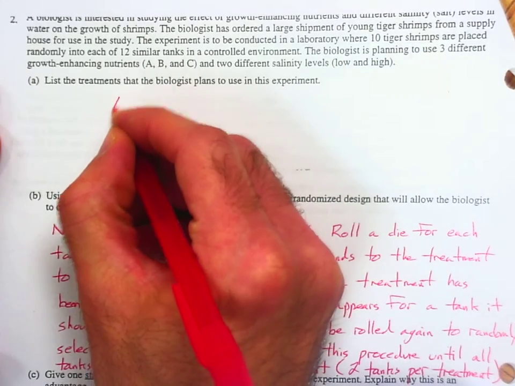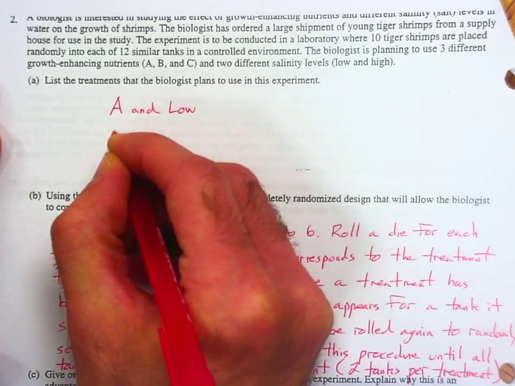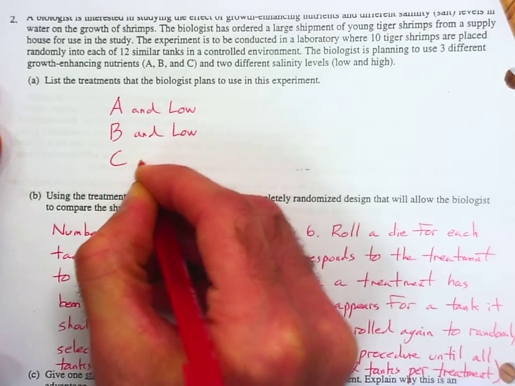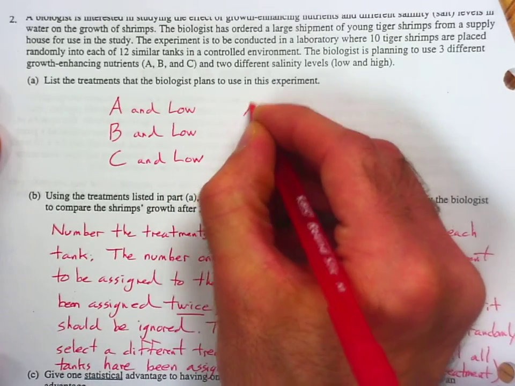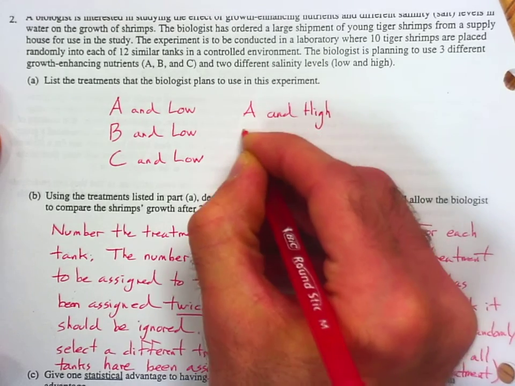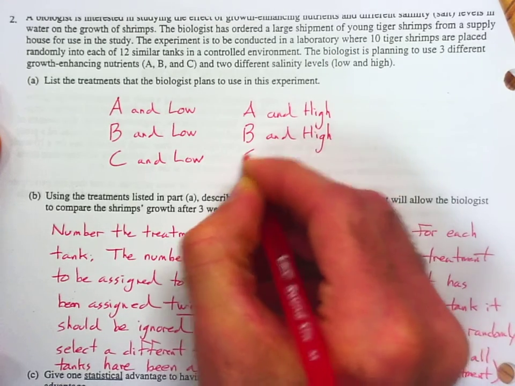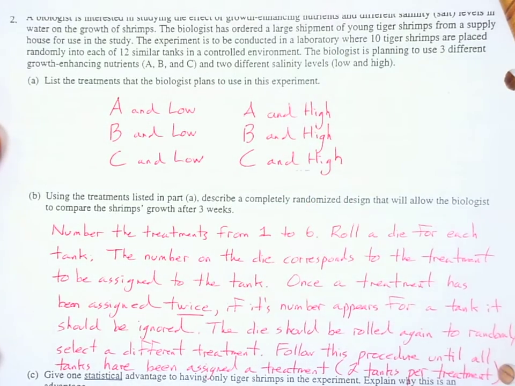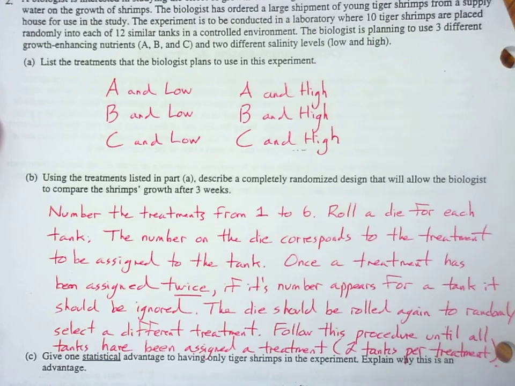experiment. So we have A and low salinity. We have B and low, C and low. Then we have A and high, B and high. Again, that's high salinity. C and high. 6 treatments. So by far and away, the most difficult part of this question is part B.